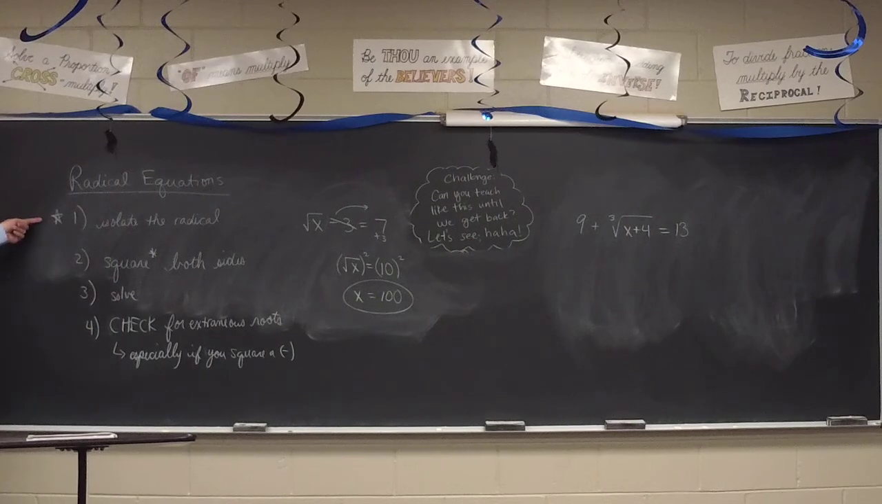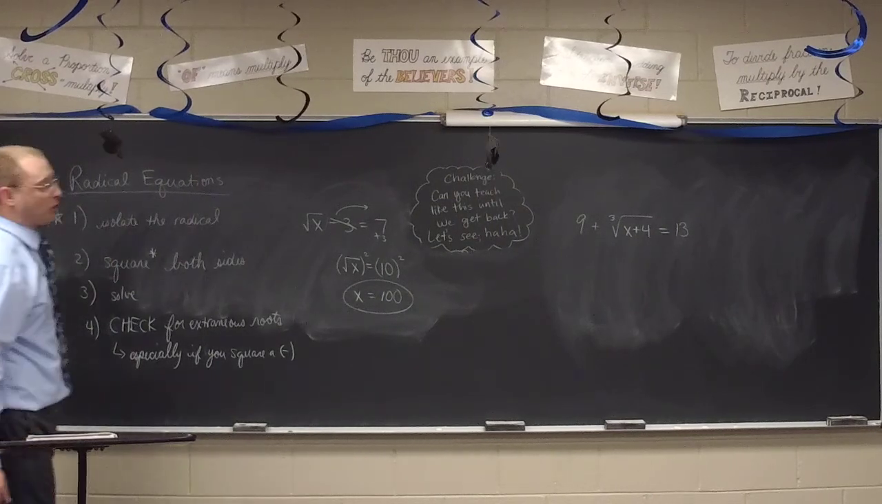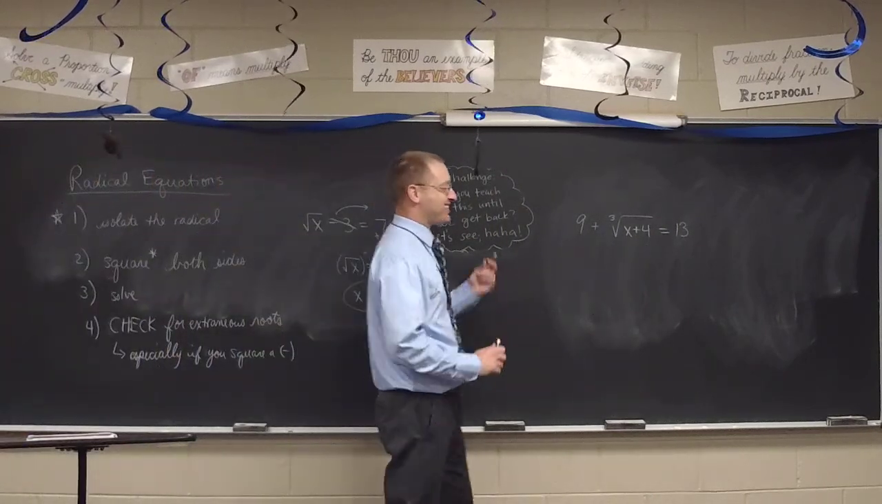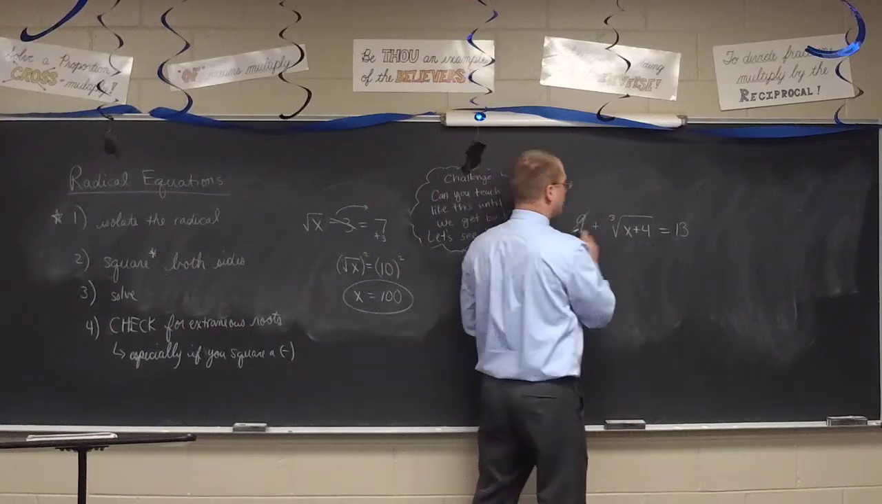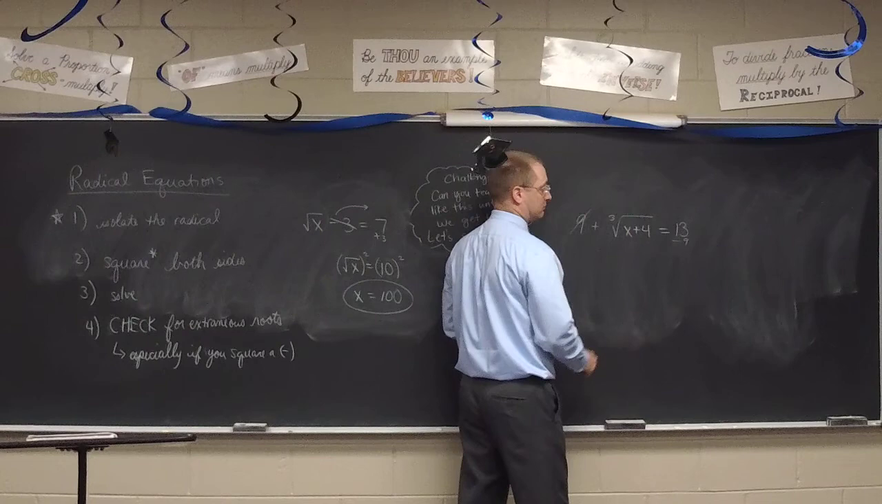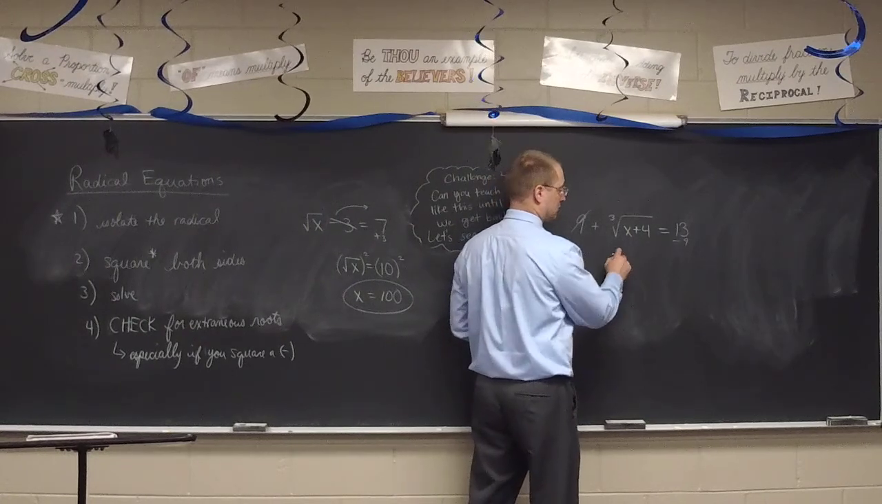What's my first key step, class? Isolate the radical. What do I do, class, to isolate this radical? Move the 9 over. Subtract the 9, or get rid of the 9, move the 9 over as a negative to get 4.